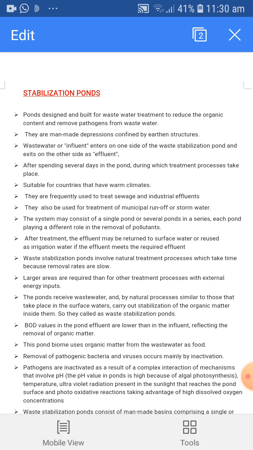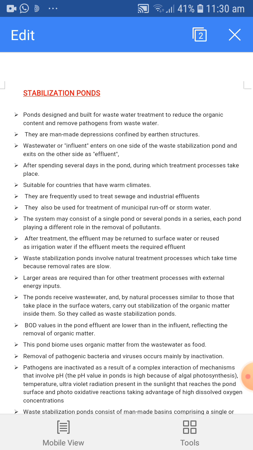After spending several days in the pond, the treatment process takes place. It is suitable for warm climate countries. They are frequently used to treat sewage and industrial effluents, and municipal runoff or stormwater can also be treated. The system may consist of a single pond or several ponds in series, each pond playing a different role in the removal of pollutants. After treatment, effluent may be returned to surface water or reused as irrigation water.